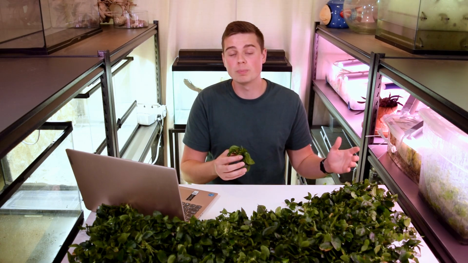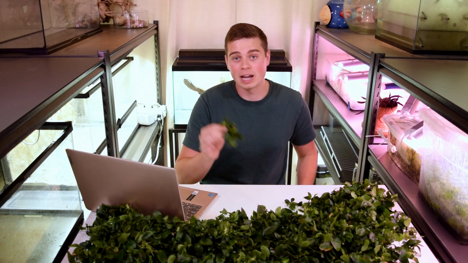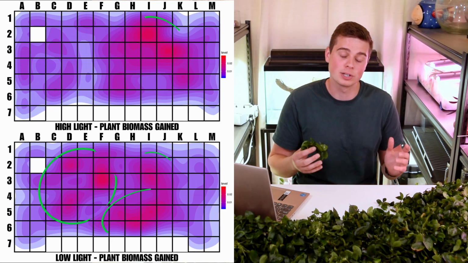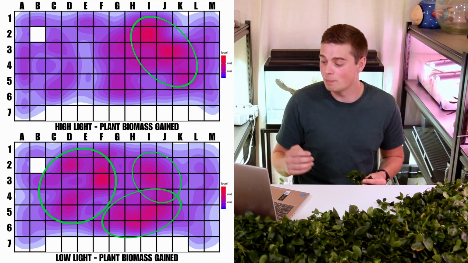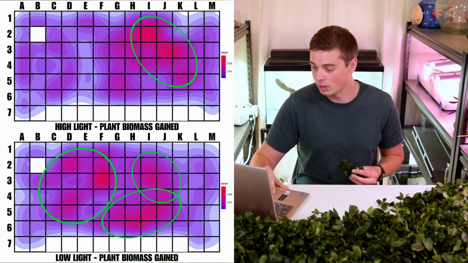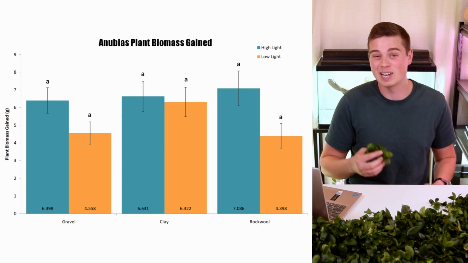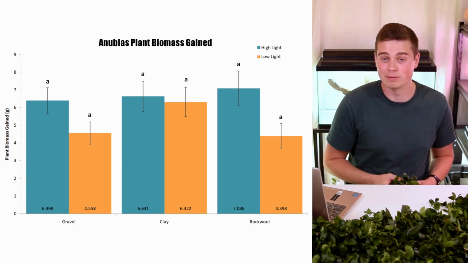And we just looked at the root biomass, so now let's move on and look at the plant biomass gained. A very similar trend can be seen in the heat maps that shows there are a few plants that had particularly good growth in this experiment. And when comparing the averages across all 6 treatments, again, we don't have any statistically significant differences.